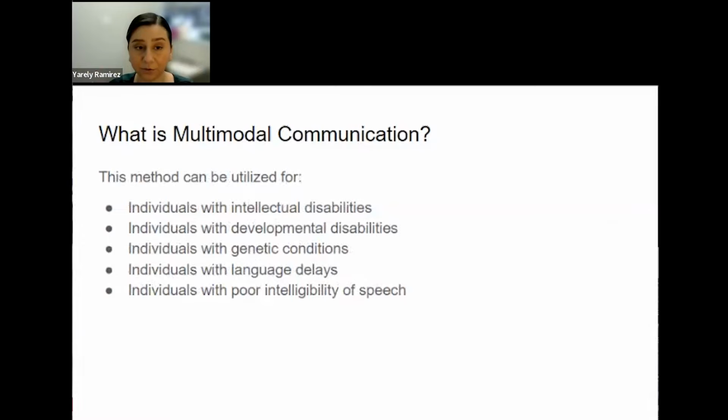So who can we use for this method? It can be used for individuals with disabilities, with developmental disabilities, genetic conditions, language delays, or even poor intelligibility of speech. I feel like a lot of clinicians and parents tend to hesitate to use anything more than spoken speech because we feel like it's going to hinder the acquirement of spoken speech.